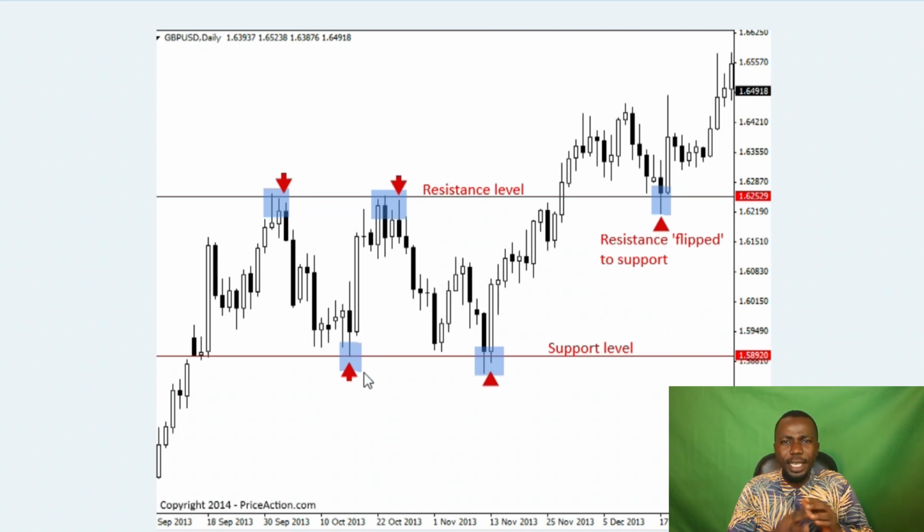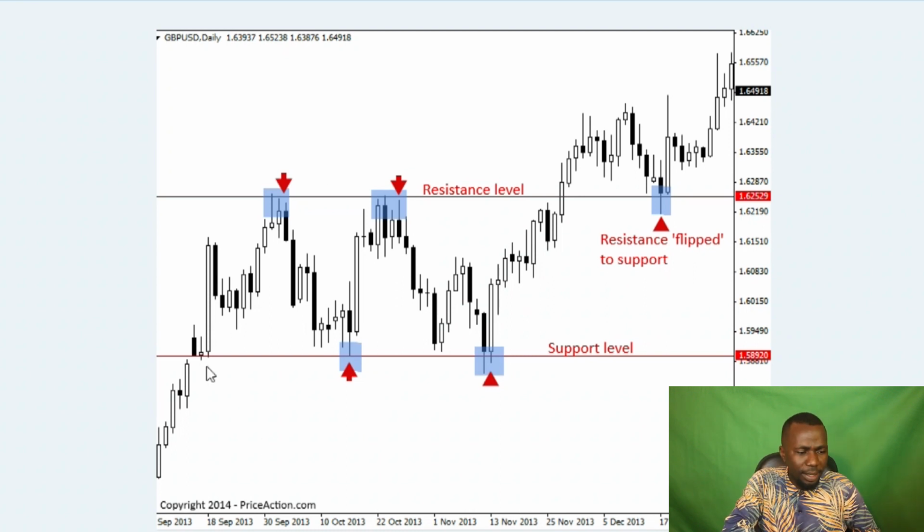Now what happens if the level is broken? If a resistance level is broken, the resistance level automatically becomes a support level, right? And if a support level is broken, the support level automatically becomes a resistance level, because when a market breaks a support or resistance level, it tends to come back to retest that level, and after retesting that level, it continues going up or going down.